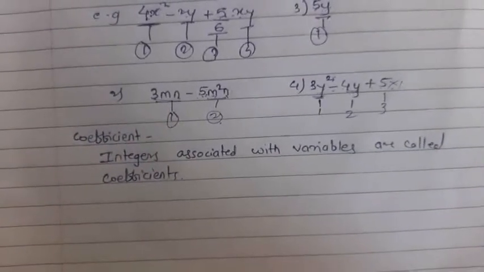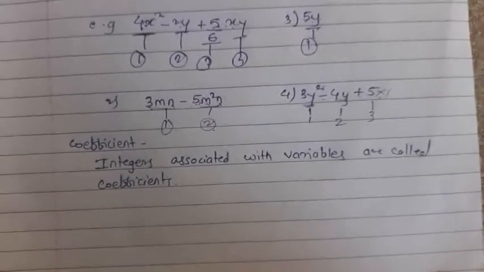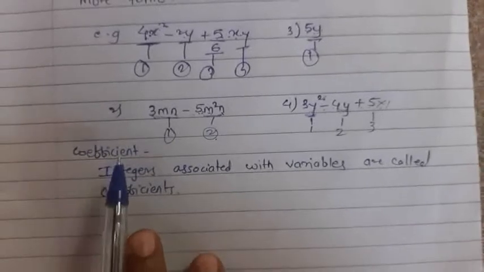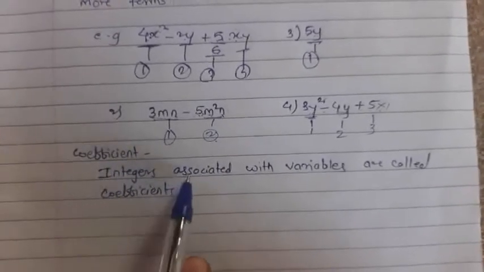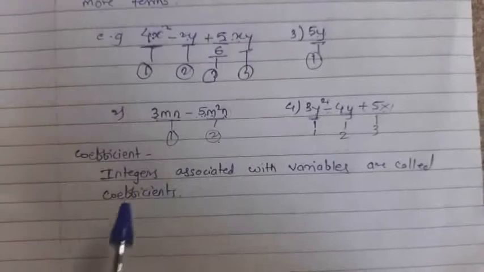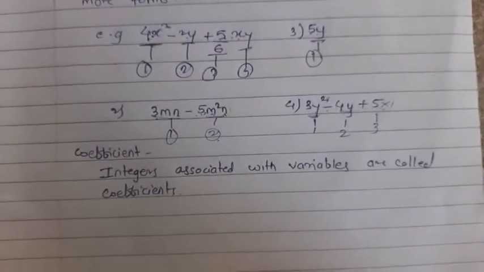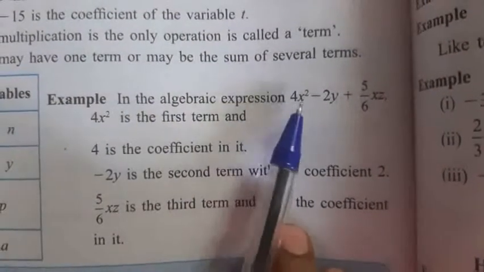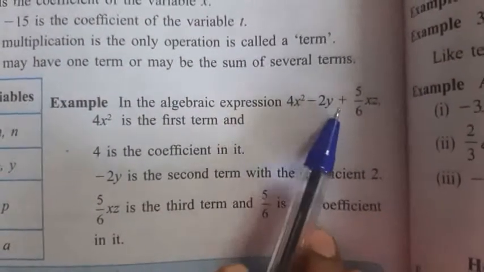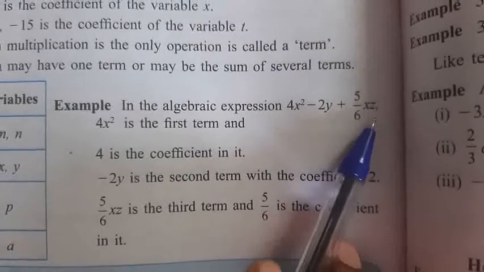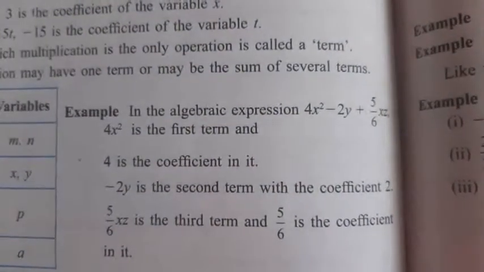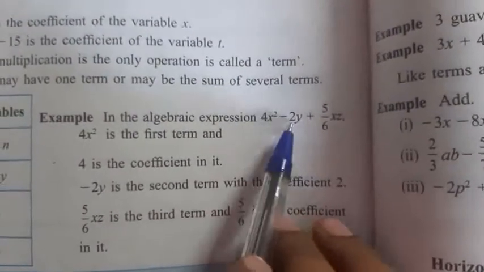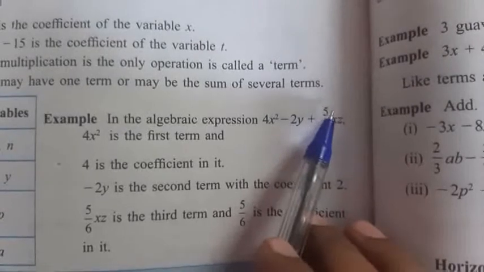Next important thing about algebraic expression is coefficient. The integers associated with variables are called coefficients. For example, see this example 4x square minus 2y plus 5 by 6 xz. In this algebraic expression, how many terms are there? Just see. This is the first term, second term and third term.